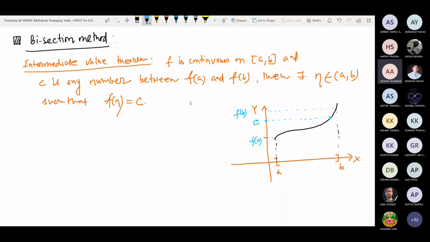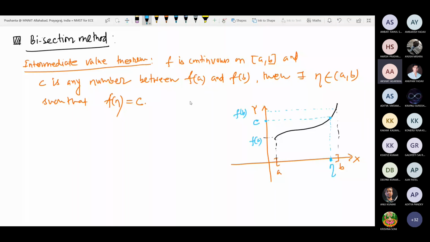So if this is the height, see, so this is the point on the curve, yes or no? This is the point on the curve for which you are getting the height c. So that point is corresponding to which x value? This x value. So I am calling it eta. So does it make sense? If f is continuous function on the closed interval a comma b, and c is any number between f of a and f of b, then there exists at least one eta belongs to the open interval a comma b such that f of eta equals c. Is it okay?